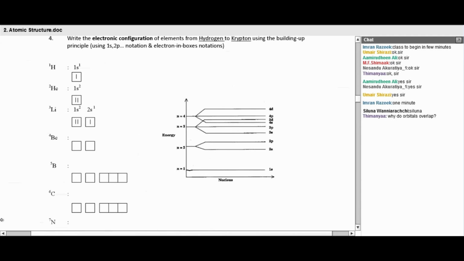So let me show you a video of how the shapes of these orbitals are and how the electrons occupy these, especially when it comes to the order. Just to get an idea of the shape of the orbitals.